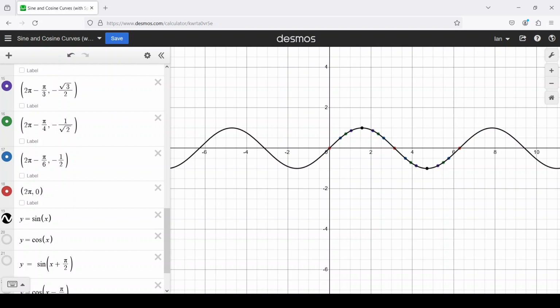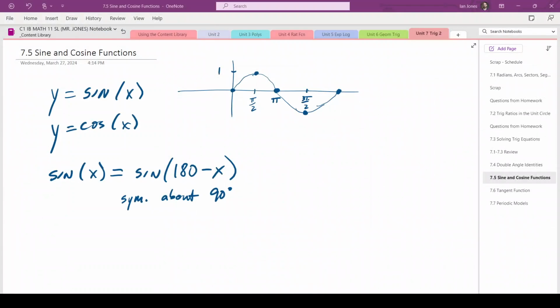Okay, so there's sine. For reference, there's cosine. Cosine is the exact same shape as sine. It just starts in a different place. We start at 0, 1, and end also at 2 pi, 1 right here. And so cosine is very similar to sine, but it's basically sine shifted. We'll talk about that more in a little bit. Okay, so let me swing back over to OneNote here.